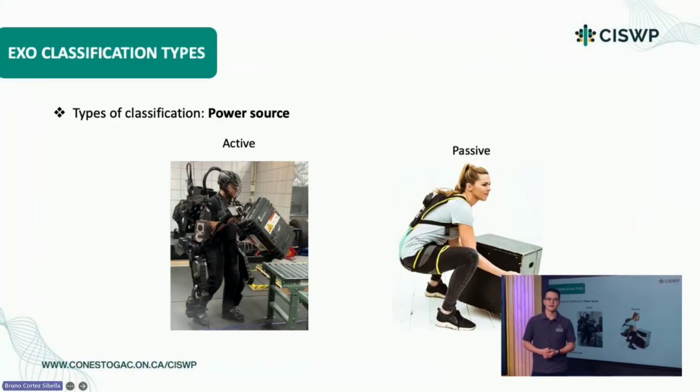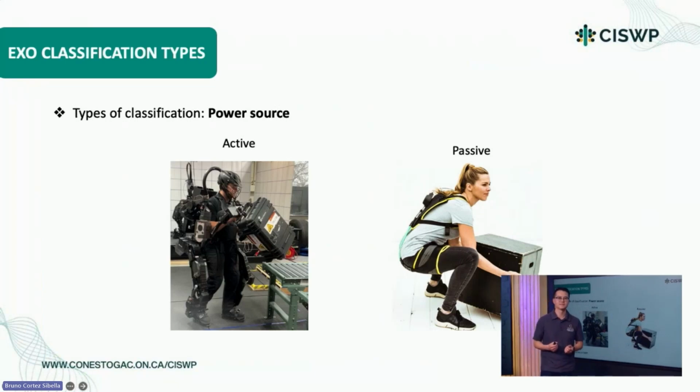One of the things that exos can be classified by is whether or not they need a power source. Those that need a power source are considered active exos, and those that don't are passive exos. Active exos consist of external actuators, such as electric motors and pneumatic muscles, to augment the user's power and provide extra energy. Whereas passive exoskeletons do not need any actuators. Instead, they rely on mechanisms like springs and dampers to store and release energy. That's a passive exo.